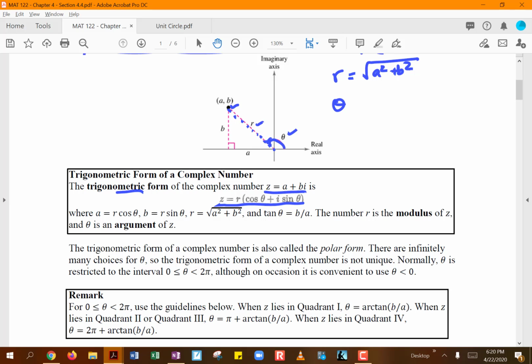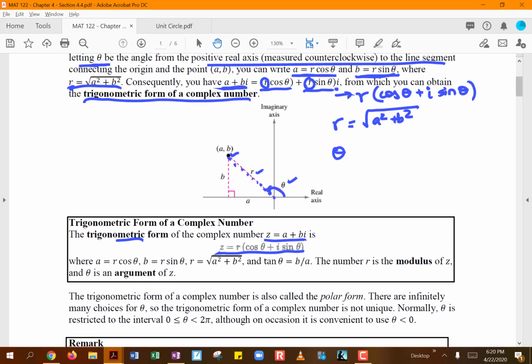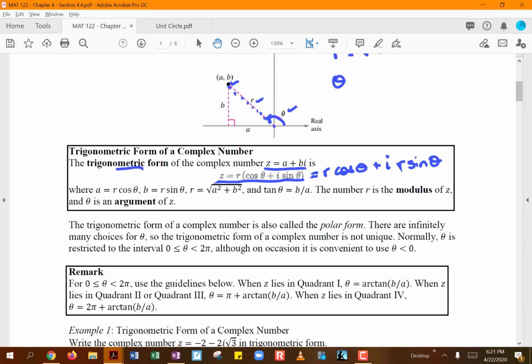So that's basically how they are rewriting this form over here in trigonometric form. You can have z equals r on the outside as our greatest common factor, and then cosine theta plus i sine theta. And if you wanted to distribute that r, you would end up getting r times cosine theta plus i times r sine theta, and it would end up looking like this term over here. So you can even expand it the way you want to.